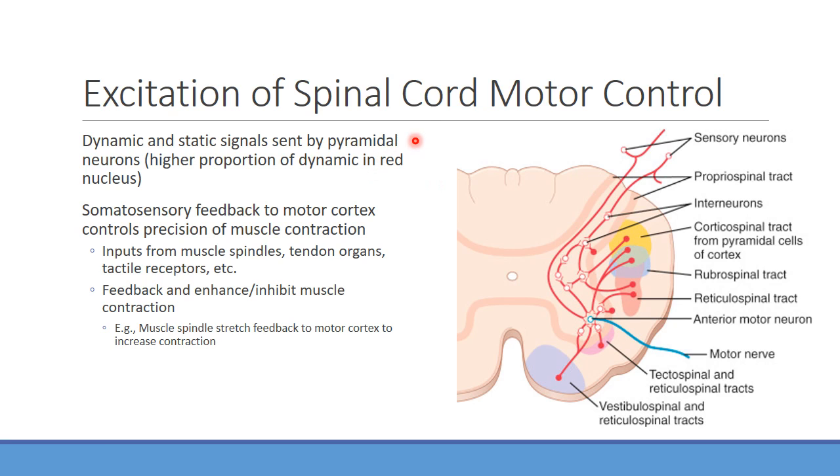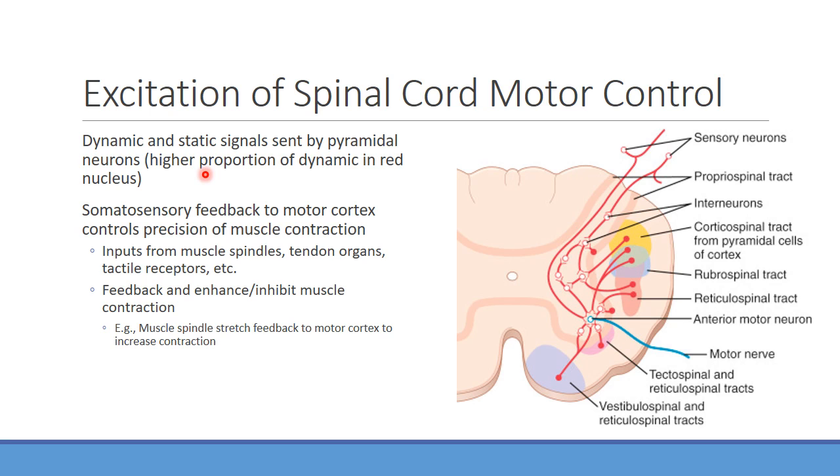Okay, so looking at excitation of the spinal motor cord control. Again, we mentioned dynamic and static responses. These can also be sent by the pyramidal neurons. And what's interesting is there's a higher proportion of dynamic neurons signaling from the red nucleus as opposed to more static responses coming from just the cortex and the rest of the corticospinal tract. Again, that makes sense if you're having movement within the fingers, really rapid adjustments in length and contraction and things like that.